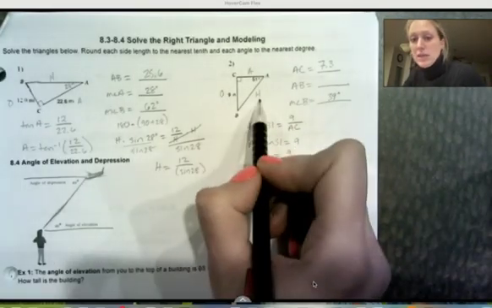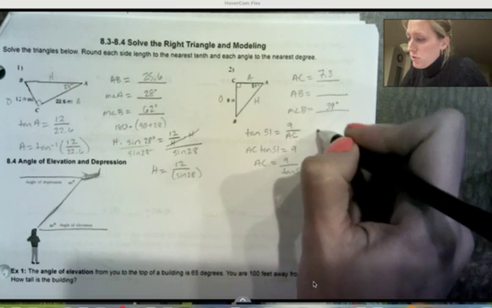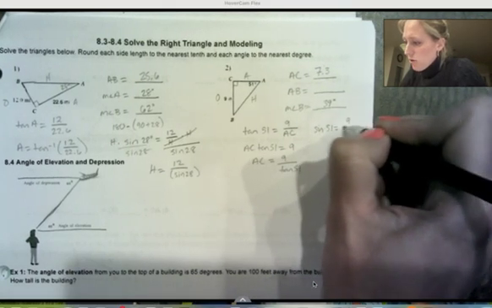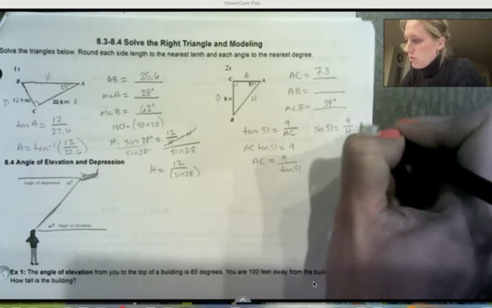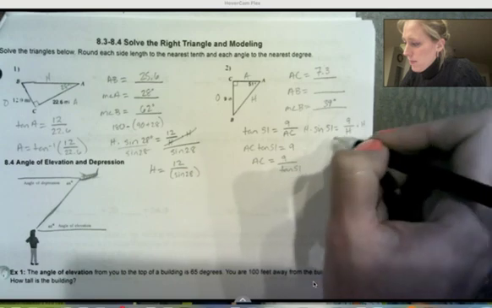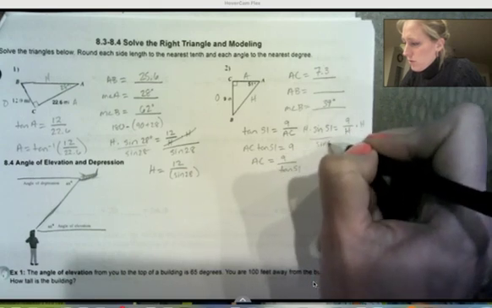I'm going to use opposite and hypotenuse here, so I'm going to do sine. Sine of that angle is the opposite over the hypotenuse. Again, multiply here, and then I'm going to divide by sine 51.